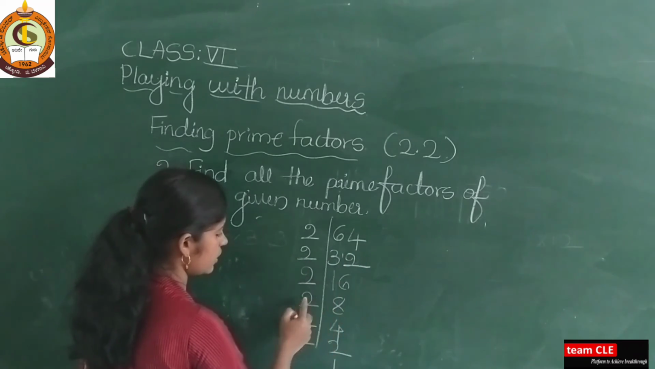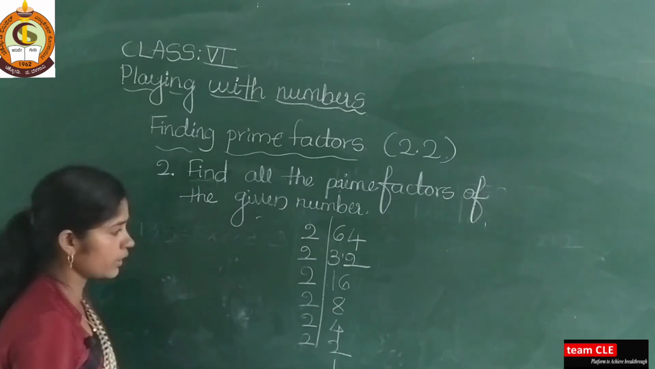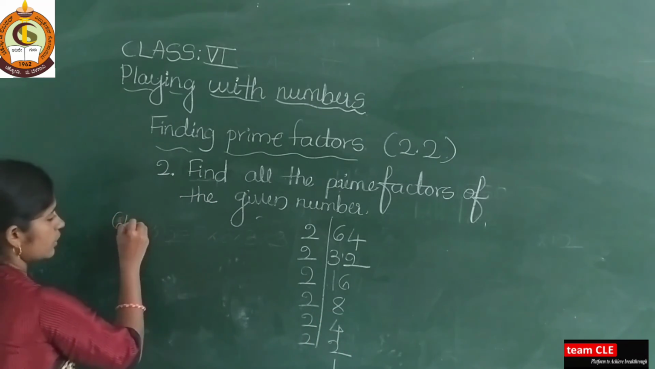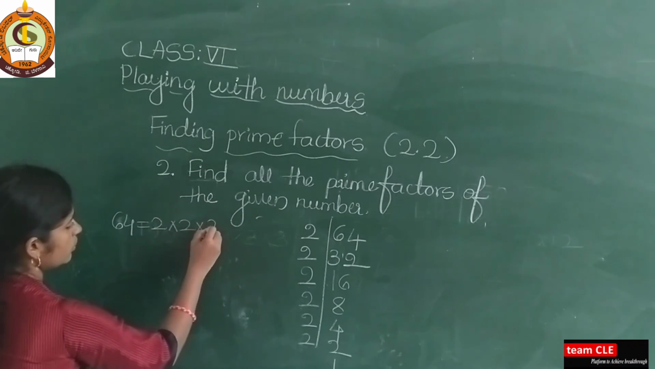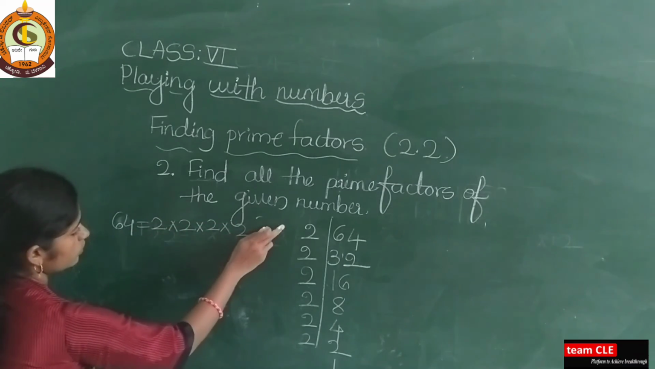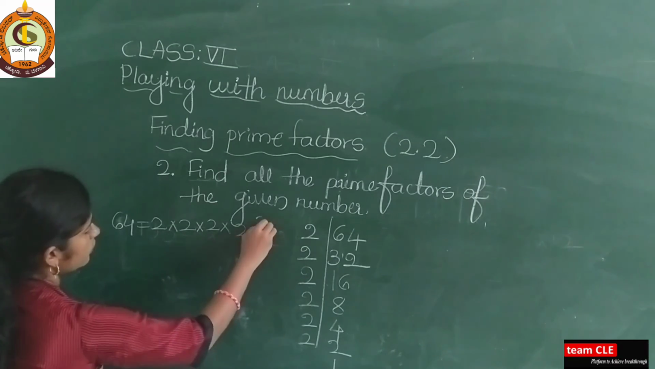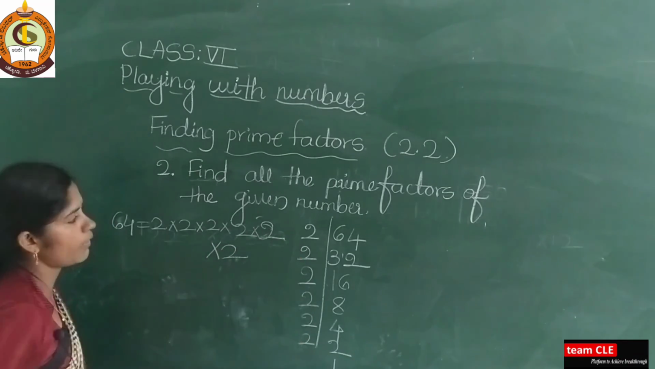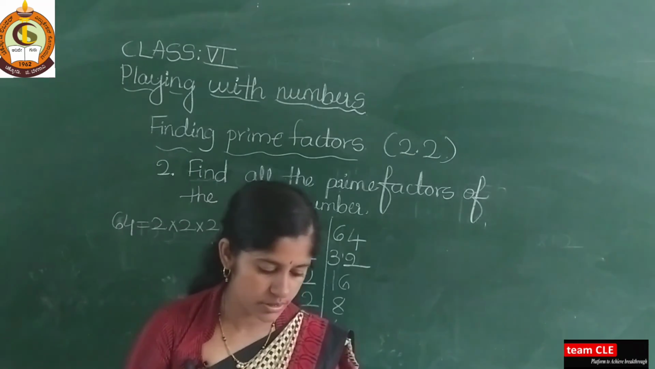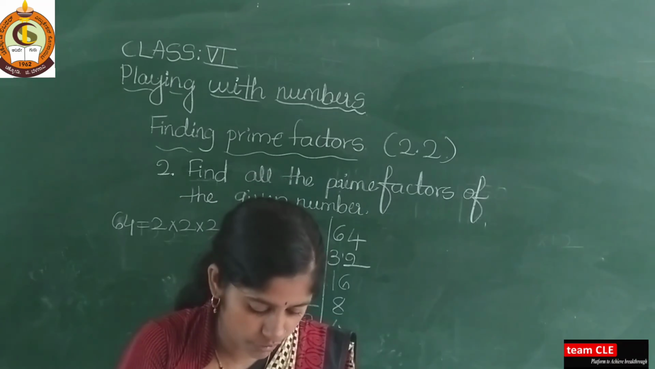2 16s are 32, 2 8s are 16, 2 4s are 8, 2 2s are 4, 2 1s are 2. So the prime factors of 64 are 2 into 2 into 2 into 2 into 2 into 2, that is six 2s. So this is how you have to find the prime factors. For this you need more practice, so please keep practicing this kind of examples.